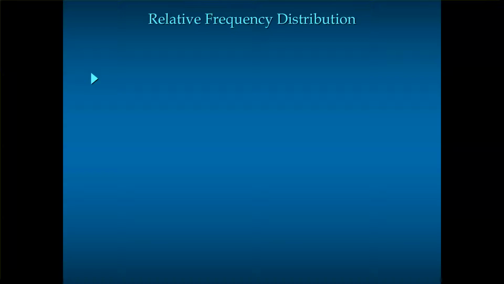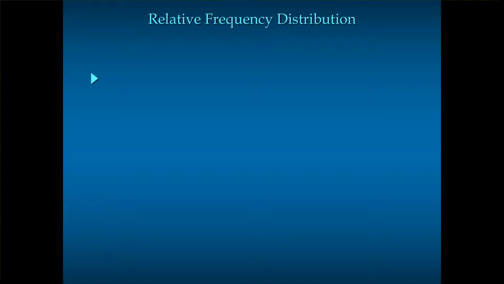Think about you want to understand the frequency for the student GPA between two classes. One class has 20 students, another class has 50 students. So the best way to do the comparison is to construct the relative frequency distribution to compare the relative frequency instead of looking at the frequency.